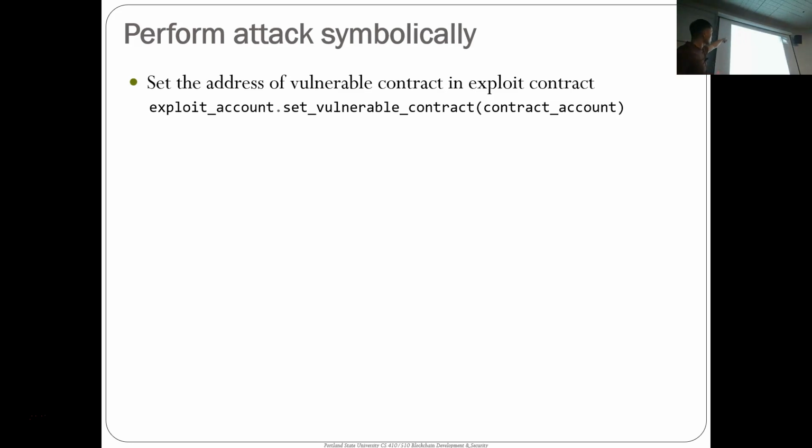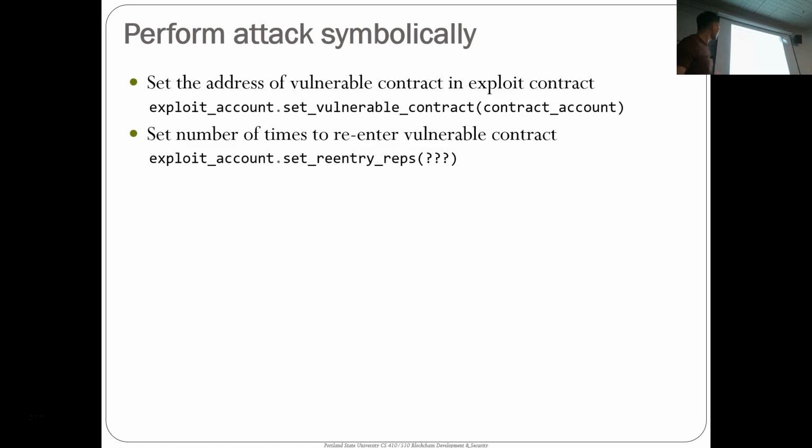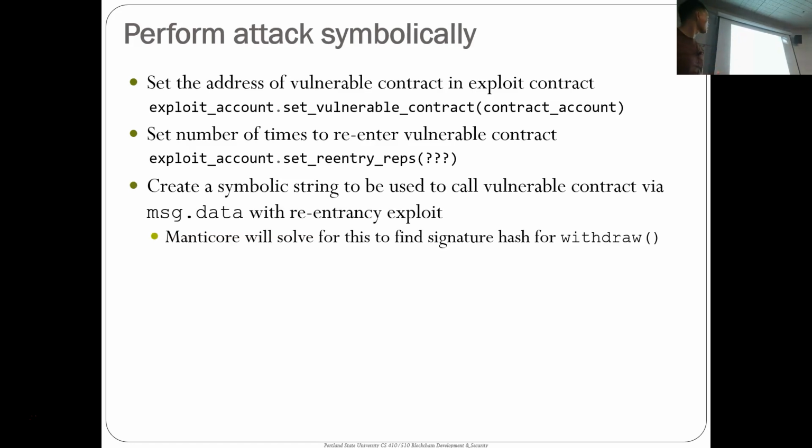So what Manticore needs to do is set the vulnerable contract. And then the next thing it does is set the number of reentries that you want. This is something that you fill in, and this is easy to set because it's 10 times basically, how many times you have to call it.